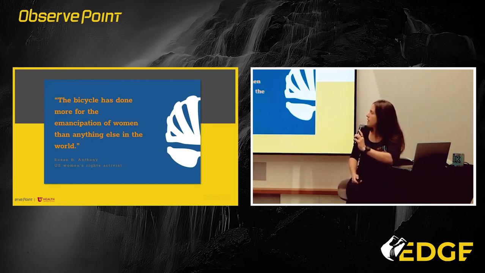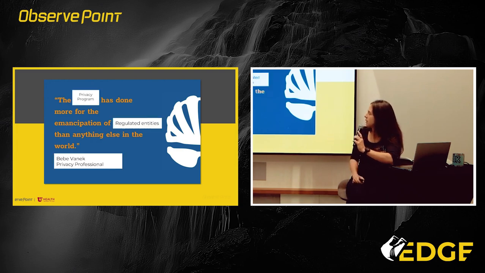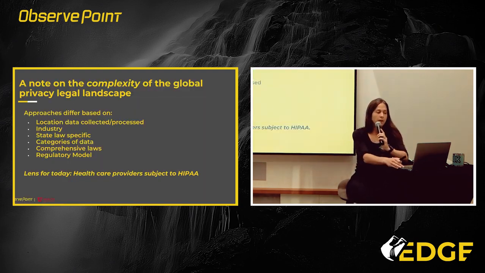This quote by Susan B. Anthony: "The bicycle has done more for the emancipation of women than anything else in the world." Impactful, right? I'm just going to change it a tiny bit. "The privacy program has done more for the emancipation of regulated entities than anything else in the world." And I think this is really true. If you put some thought into designing a successful privacy program, you are going to be free in your business to operate your business, think about other things, knowing that you've already put in the work ahead of time. So be prepared for some really cheesy bike analogies throughout this whole thing.